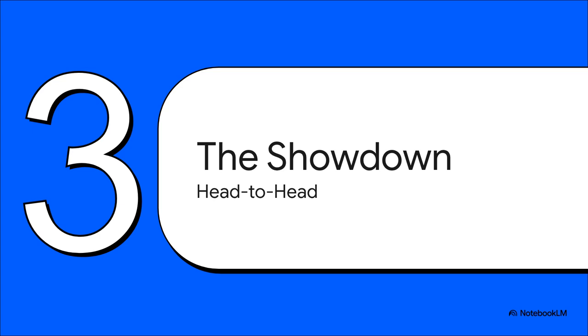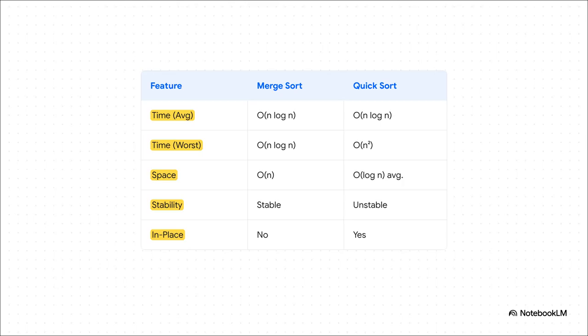All right, we've met the planner and we've met the speedster. Now it's time for the main event. Let's put them side by side and really see how they stack up. Okay, this table lays it all out pretty clearly. Their average time? Identical. But just look at that worst case time. That's a massive difference. And for space, you can see Merge Sort needs that big chunk of extra memory, O of n, while Quicksort just needs a tiny bit on average. And then we've got these two other critical things, stability and whether it's in place.